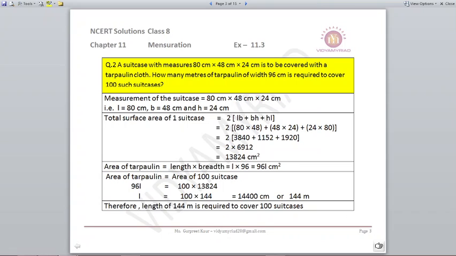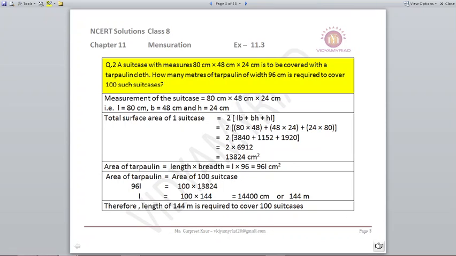Now this suitcase is to be covered with a tarpaulin cloth, and it means that it is to be covered from all the sides. That means I need to find out the TSA of the suitcase. The formula for TSA is 2 into (LB plus BH plus HL). I have length, breadth and height. Just put it into the formula. You get 13,824 centimeters square.